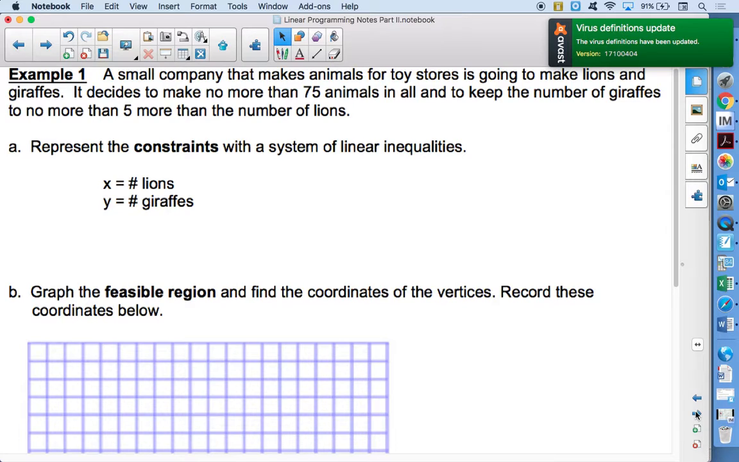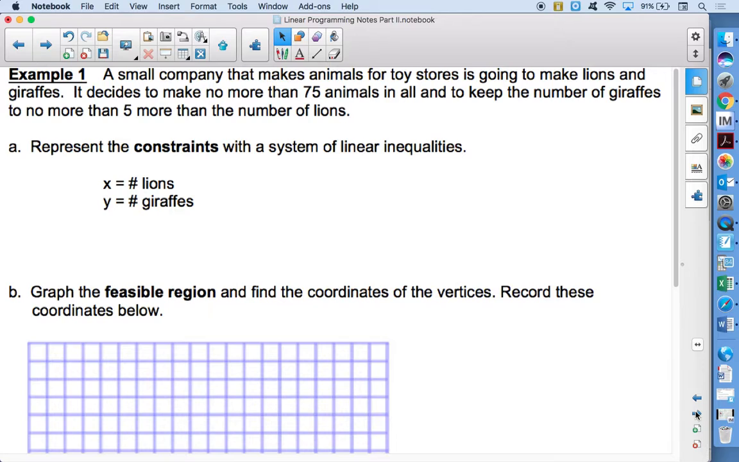So our company decides to make no more than 75 animals in all. And they want to keep the number of giraffes to no more than 5 more than the number of lions, which that part there is very wordy. So the number of giraffes are supposed to be kept to no more than 5 more than the number of lions.